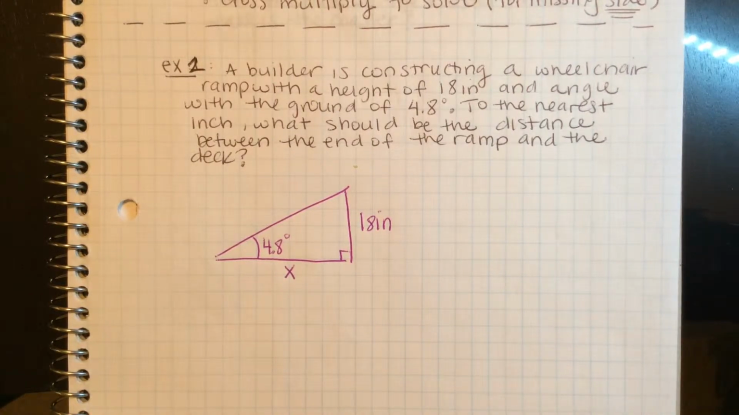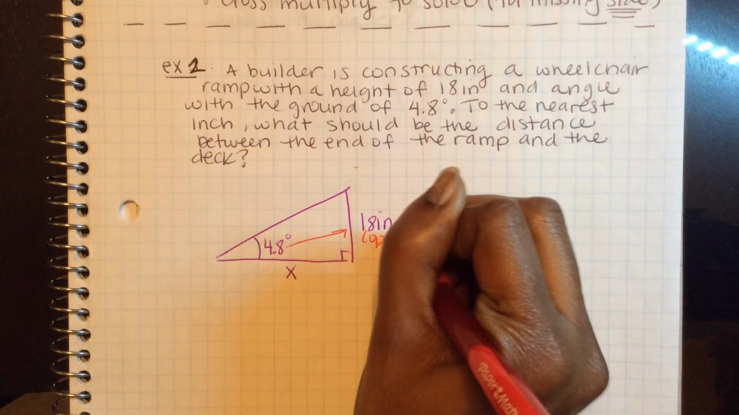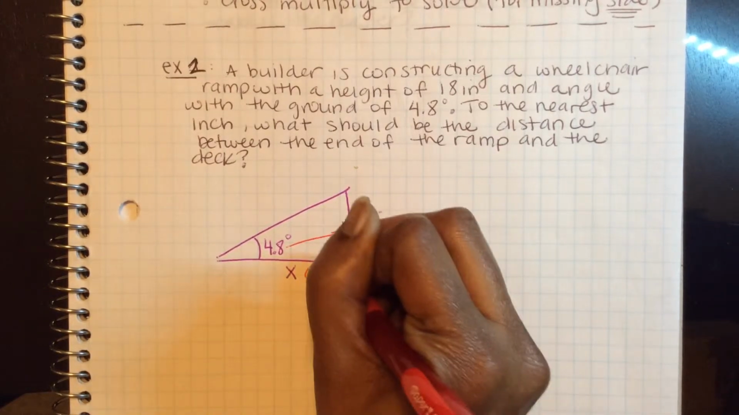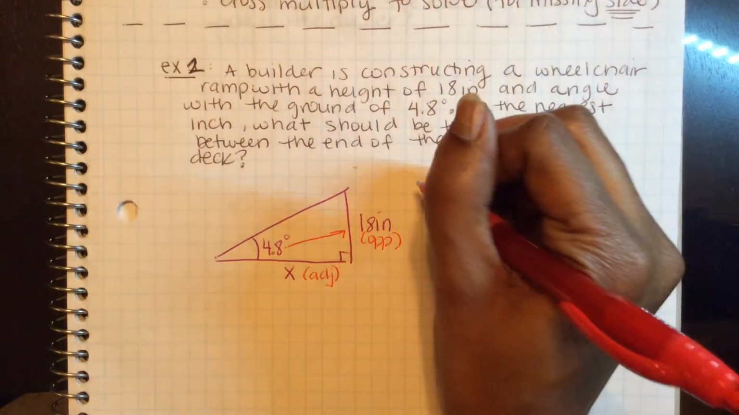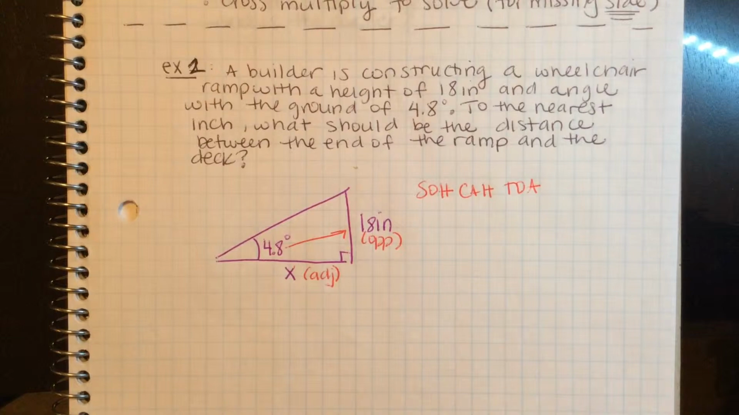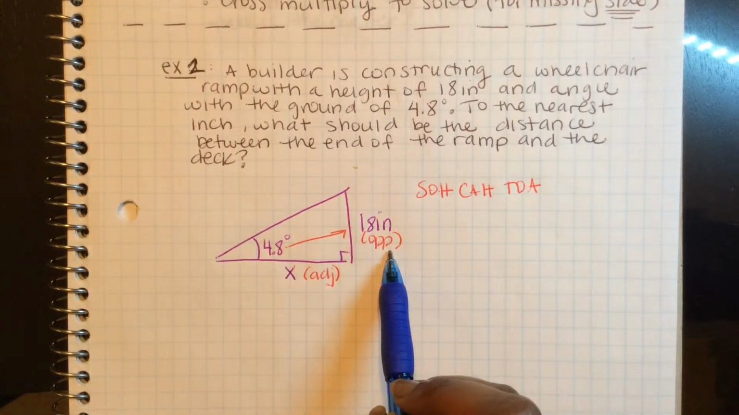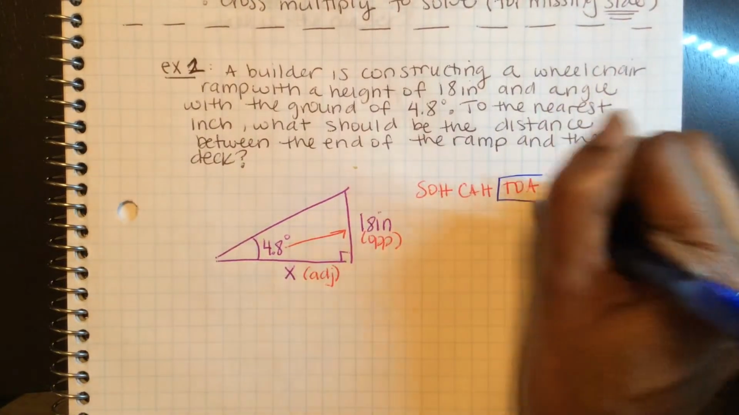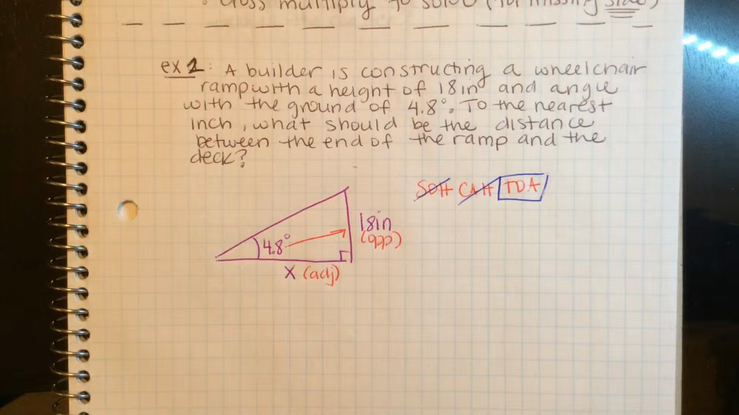So now I need to label my sides to choose which trig ratio is connected to this angle. So this is my opposite side, and x has to be my adjacent because this is my hypotenuse. So connecting to SOHCAHTOA, the only one of these that connects to opposite over adjacent is tangent. This is adjacent and hypotenuse, and this is opposite and hypotenuse.